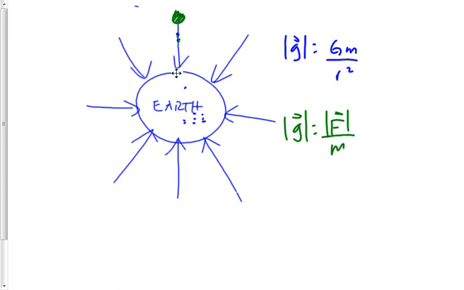Okay. In this case, the first g would be equal to the second g. The field produced by the Earth at that point would be the same as the field experienced by this big green ball at that point. So if we wanted to, we could set those two equal to each other. It's not very often we have to, but we could if we wanted to.